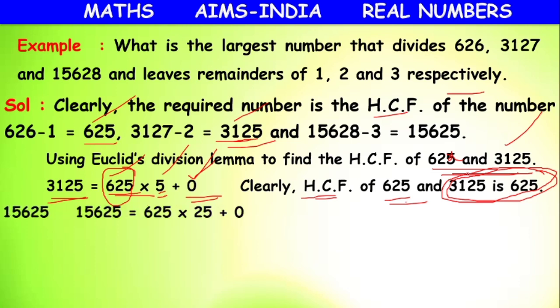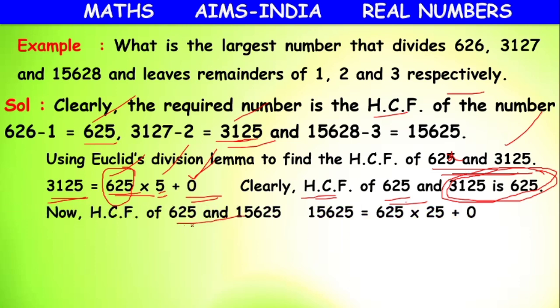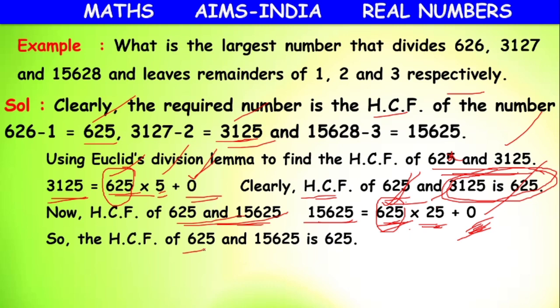In the same way, let's take the next two numbers, 625 and 15625. Here the bigger number will become the dividend and the smaller number will become the divisor. 625 divides 25 times exactly, so the remainder will be 0. Means when we are dividing with 625, the remainder is 0. So for these two numbers also, HCF is 625.